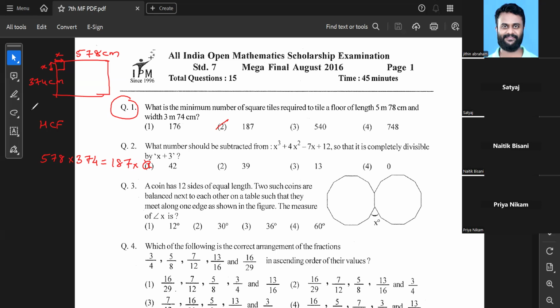So for others who might not have understood, I'll just complete my explanation so it will not be difficult for them. So basically, when you find the HCF for these two numbers, it comes to be 34. So X is equal to 34. Somebody is speaking in the background. I'll just mute everyone.